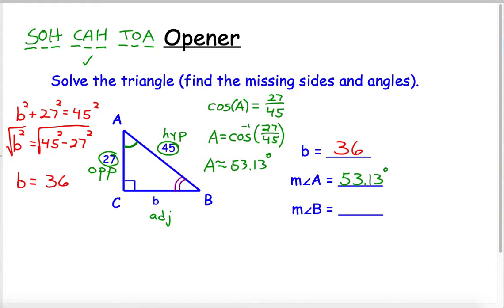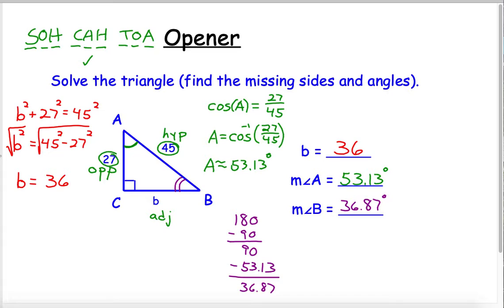We know that all three angles in a triangle add up to 180 degrees. Minus the 90 that we have for the right angle means the other two always add up to 90 degrees. So all I need to do is subtract 53.13 from 90, and that'll be what? Let's try subtracting correctly. That'll be 36.87, I believe. And so there's your angle B, 36.87 degrees. And now we have solved the triangle.